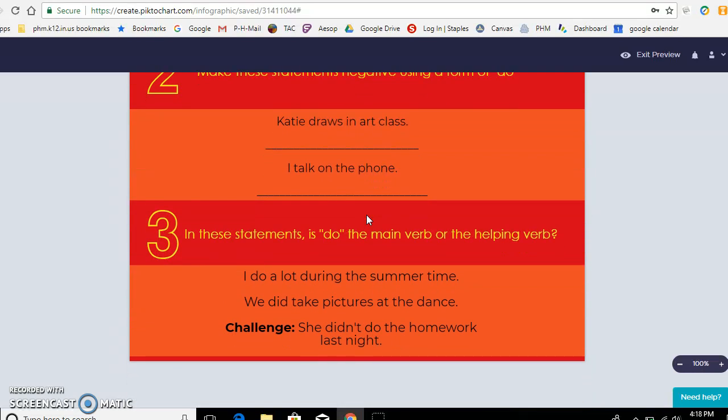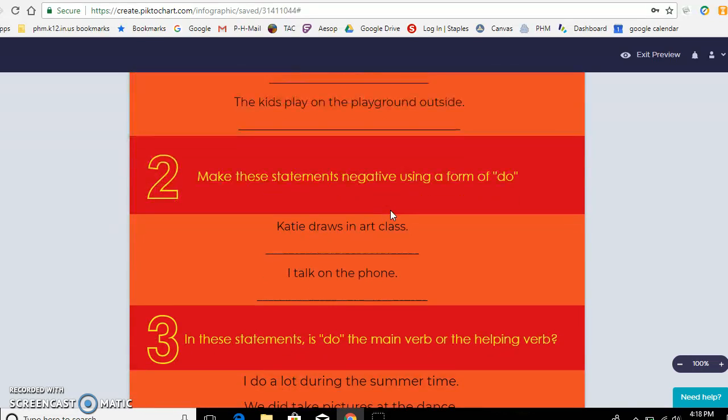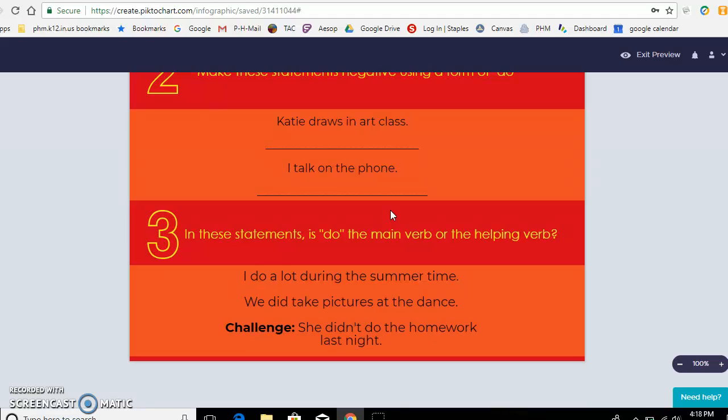And then in my last practice section, I have, in these statements, is do the main verb or the helping verb. So kind of to help them realize in my last little caution section here, put that to work, which ones are a helping verb and which are a main verb. So for example, my top one says, I do a lot during the summertime. Well, do in this case is the only verb in the sentence, so they would hopefully figure out that that is the main verb. We did take pictures at the dance. That's an example of emphasis there. Take is the verb, therefore did is the helping verb.